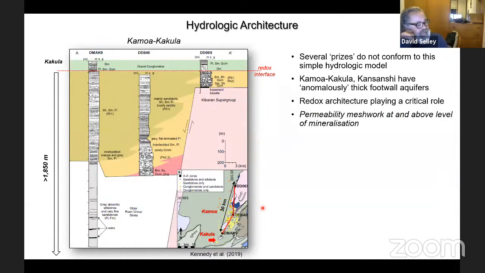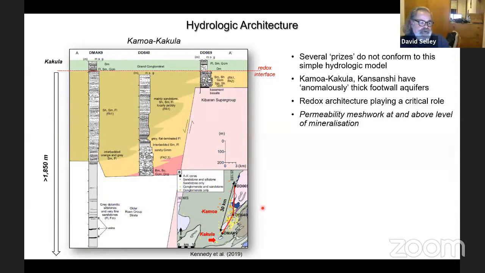And then, of course, we have deposits that don't conform to this simple hydrological model, and Kamoa-Kakula and Kansanshi are systems which come to mind. They're very large systems, very different in terms of their style, but they're great prizes. So much so that the operators there have drilled very deep into the footwall stratigraphy in an attempt to constrain the aquifer geometry.